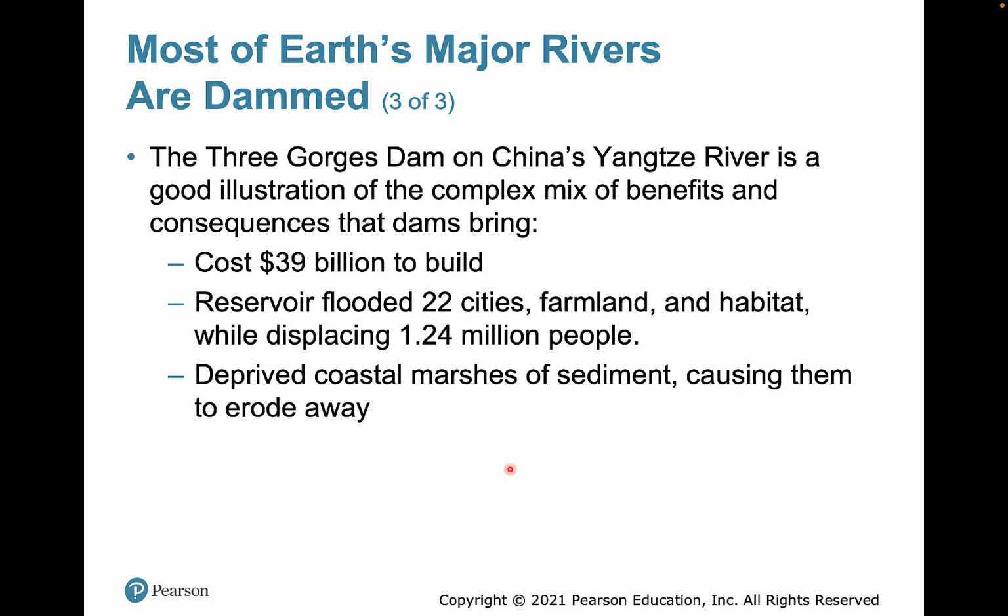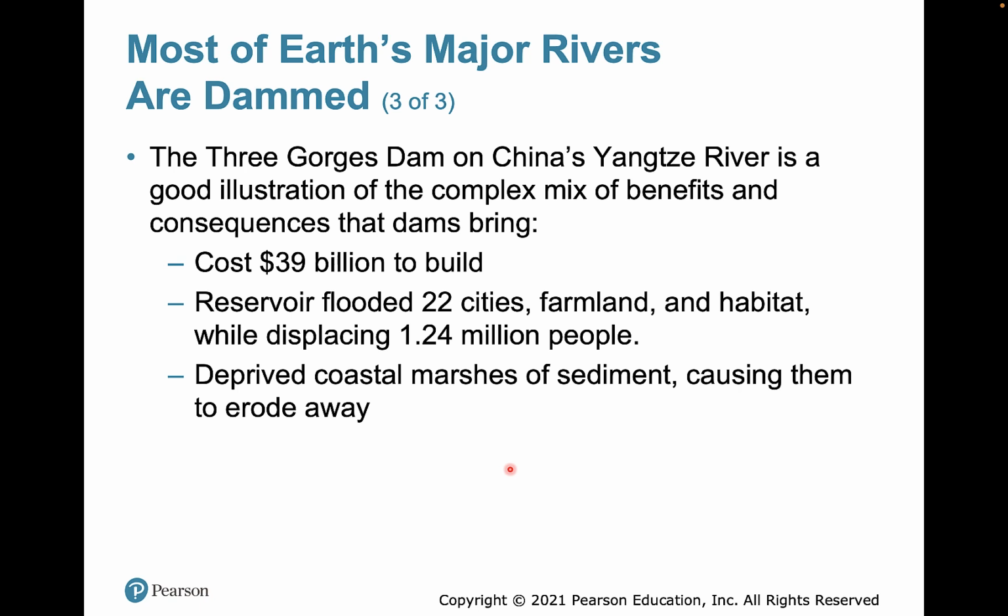The reservoir, when they built it, flooded 22 cities and countless amounts of farmland and habitat and displaced 1.25 million people, okay? It also deprived coastal marshes of sediment, so you've impacted coastal ecosystems hundreds of miles, if not thousands of miles away from the dam itself, because there's no sediment supply coming in from the river. So you're changing those ecosystems.